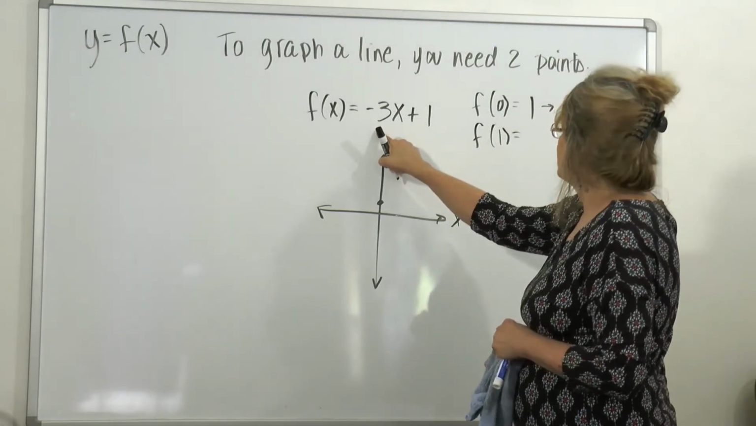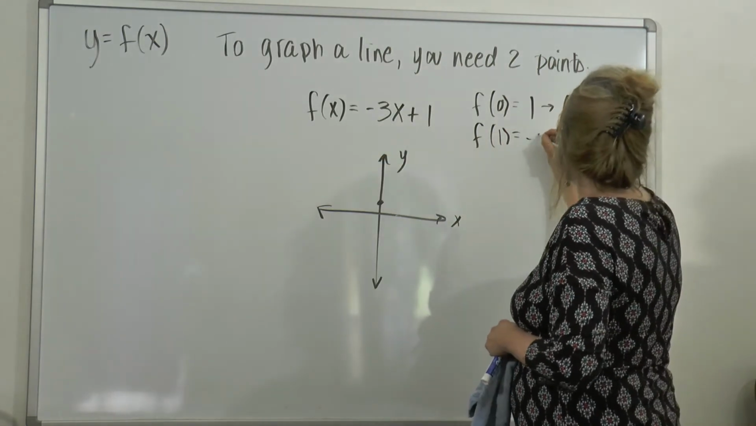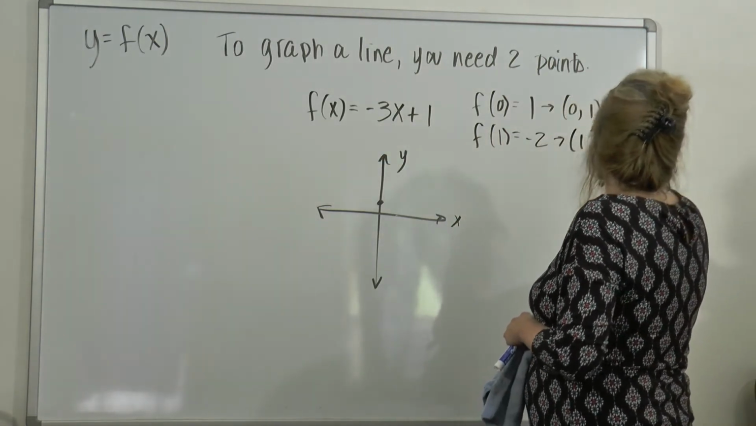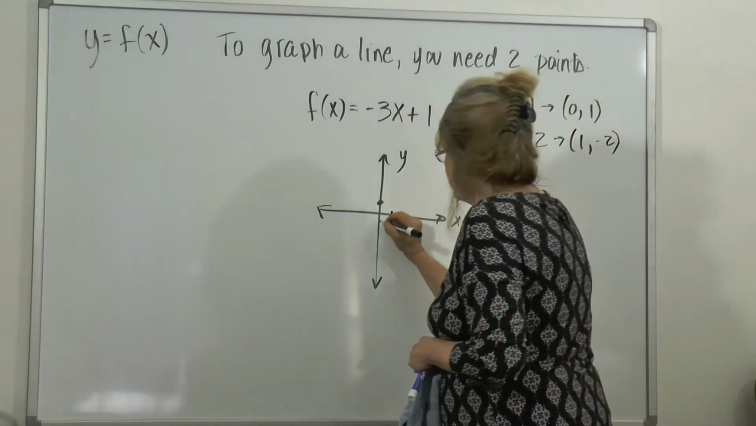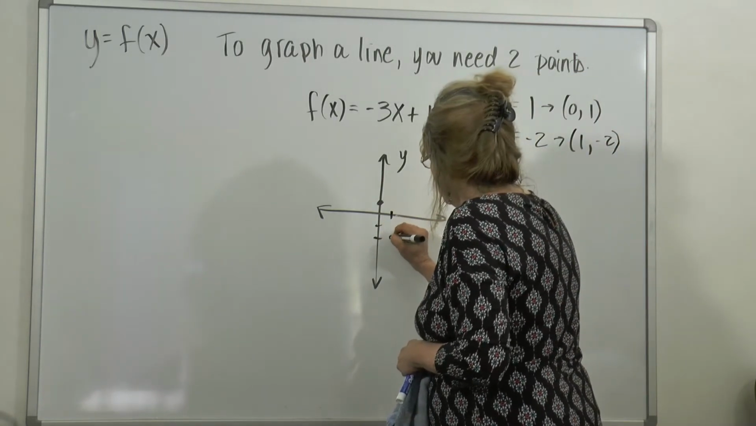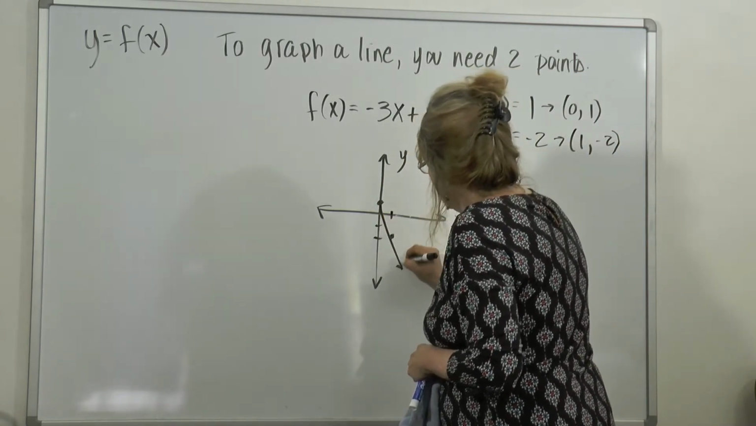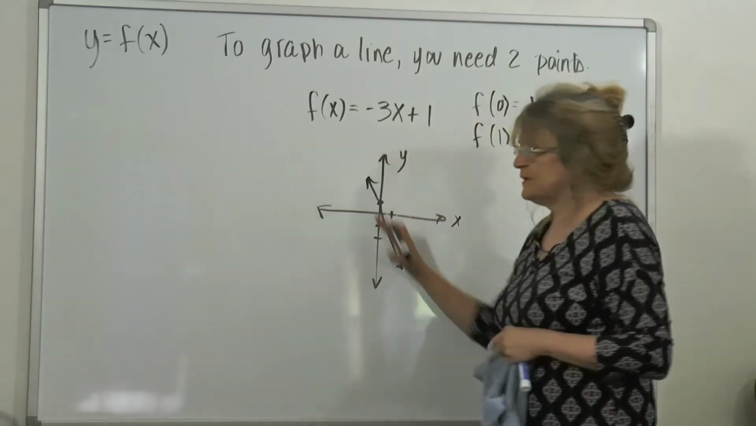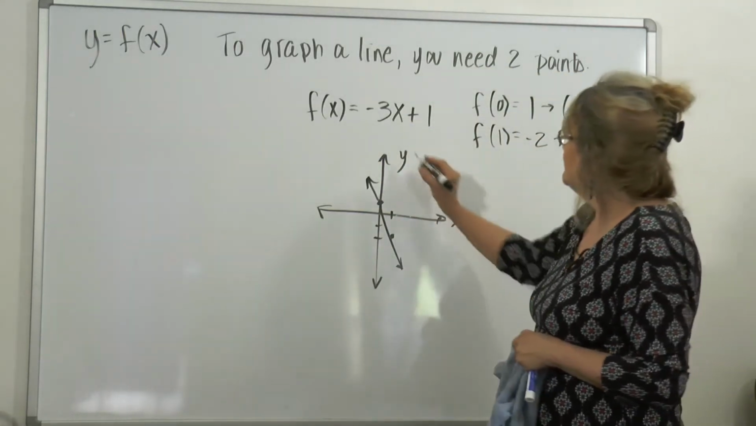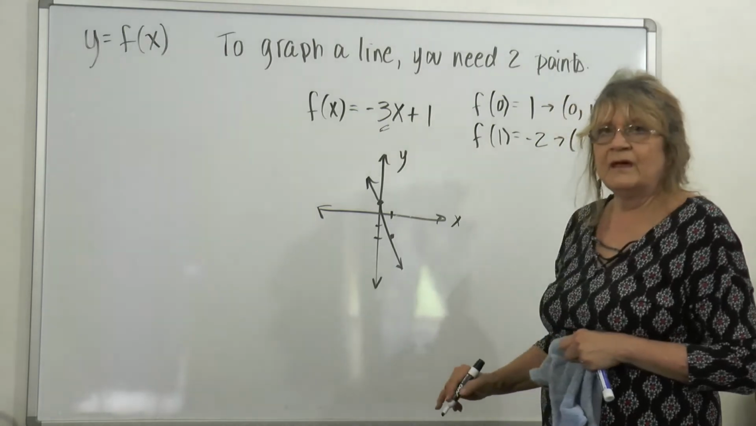So -3 times 1 is -3 plus 1 is -2. So that tells me 1, -2 is a point on this line. So 1, -2. Just connect them. But you see how it's going downhill from left to right? That's because of the negative slope.